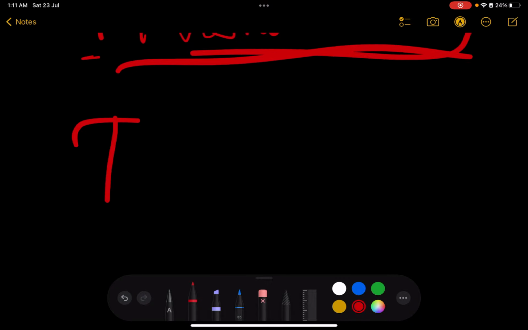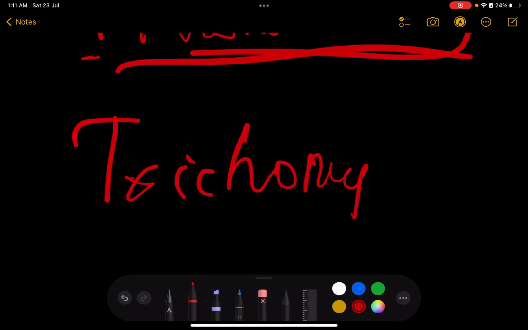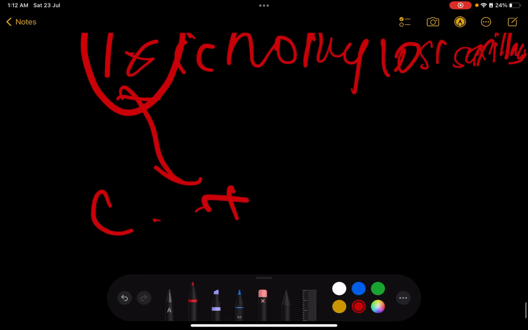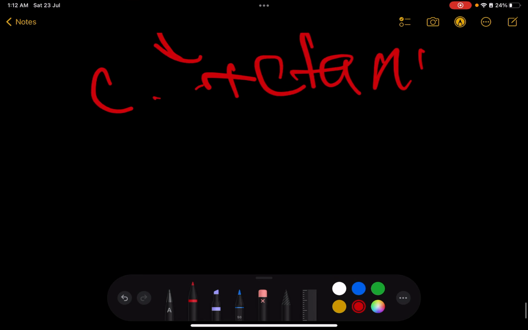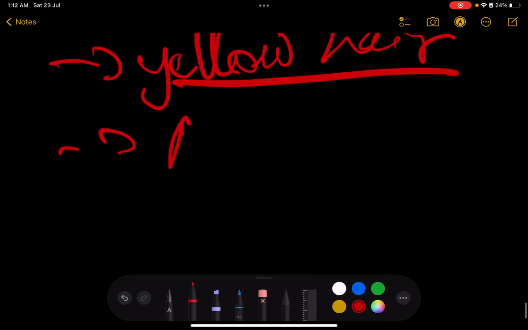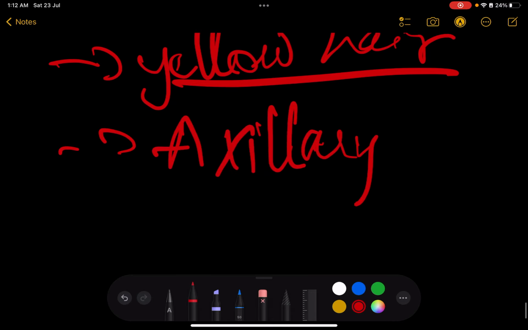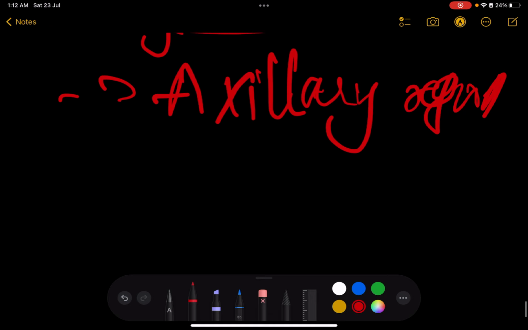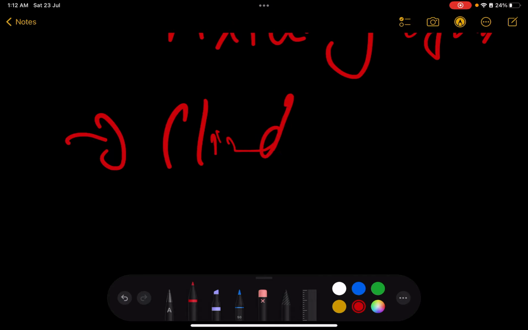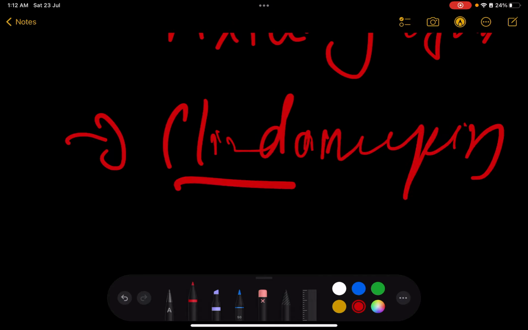Next we have trichomycosis axillaris. Not very important, but T for Corynebacterium tenuis. The complaint is going to be yellow hair, because of the deposit over the hair shaft. The site is going to be the axillary region, just like erythrasma, which is caused by Corynebacterium minutissimum. The treatment is clindamycin, or you can just shave off your hair, which is actually the better one.